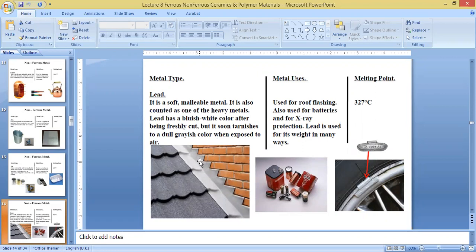Used for roofing, for roof flashing. Used for batteries, lead batteries, as we call them. It's used for X-ray protection, by the way. It's used for its weight in many ways.